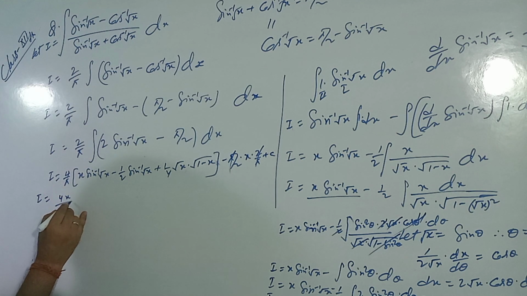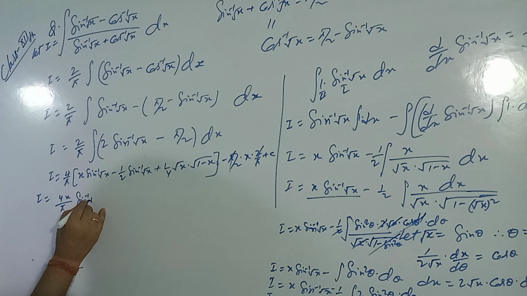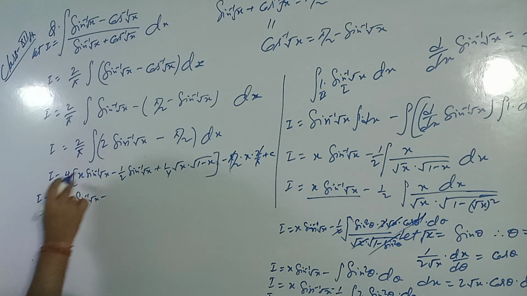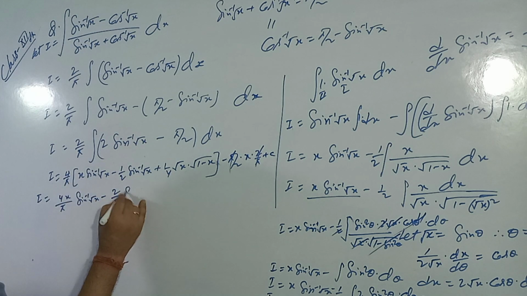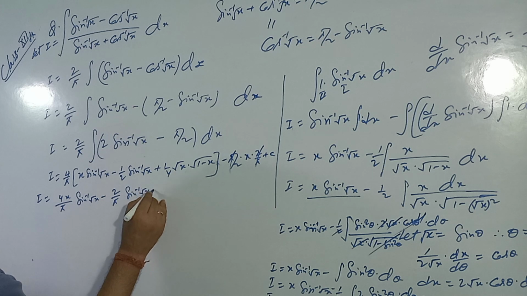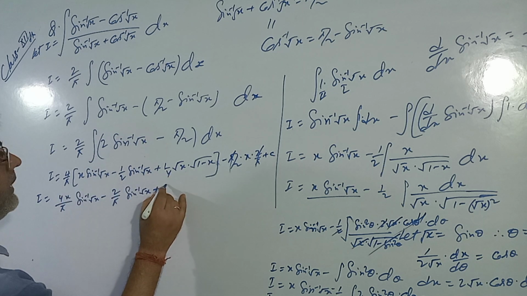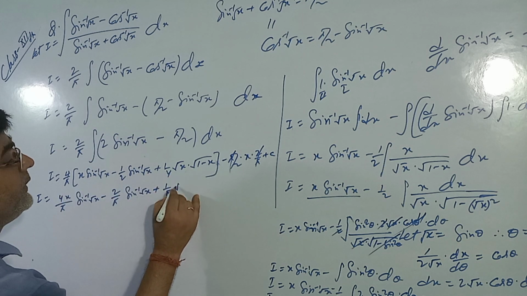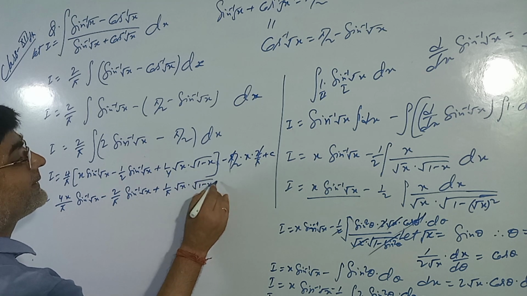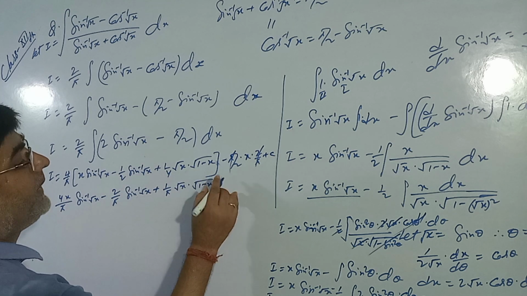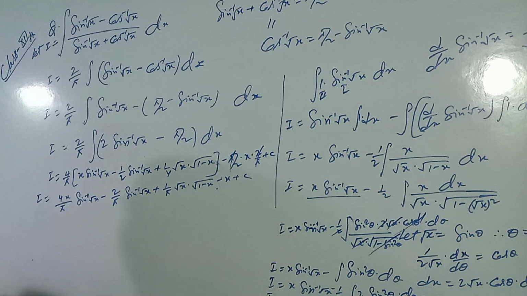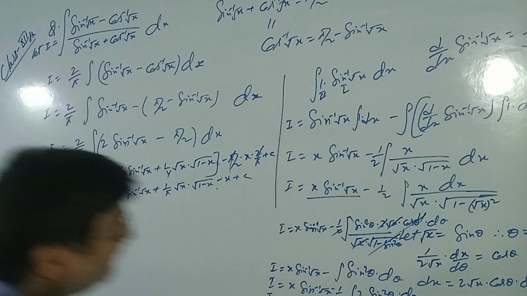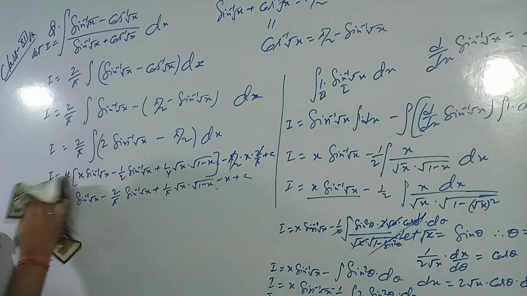4x by pi sin inverse root x minus 4 by pi times 1 by 2 sin inverse root x plus 4 by pi times 1 by 4 root x into 1 minus x plus c. This is the final answer, right? This is the final answer. And the second method is also solved. Now this is the formula.